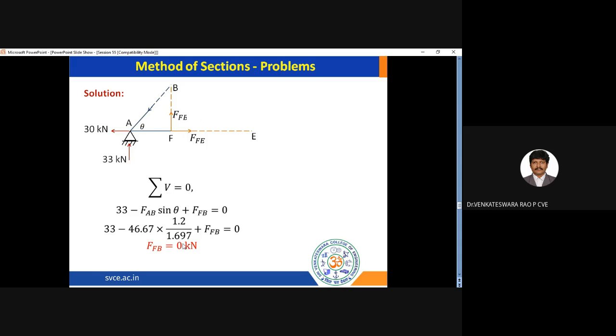With the moment equations, we could calculate FB. Now, I want to tell you that this is not the only way. There is another clever way by which we can avoid this sigma F equal to 0 and sigma V equal to 0. So with a single equation, sigma M about A equal to 0, we could calculate the FB value.